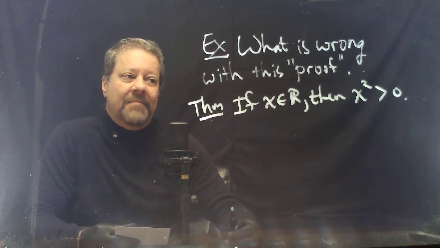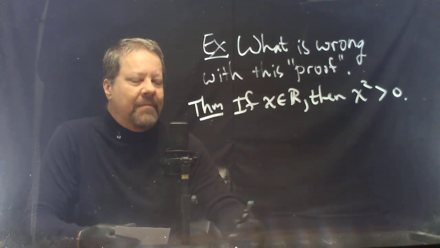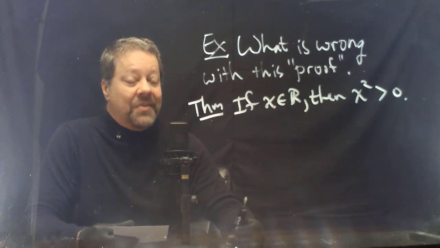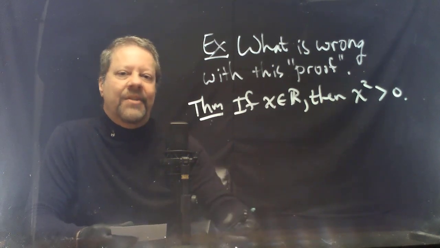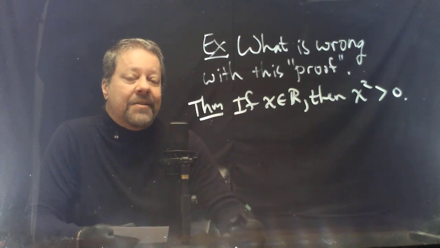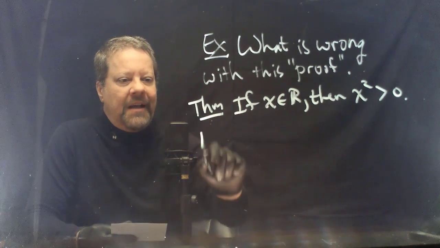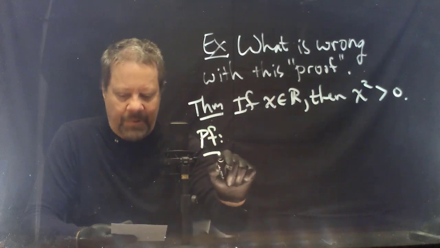Note that this theorem is actually false, because if x is equal to 0, 0 squared is 0, and that's not strictly greater than 0. So we know that this theorem is false. But we're asking, what is wrong with the following proof?